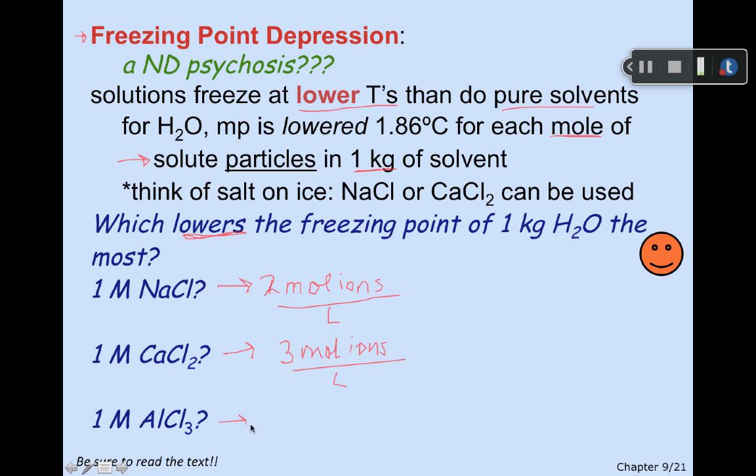Aluminum chloride, just like it was an example with the boiling point elevation, this will be 4 moles of ions per liter, and therefore this one has the most moles of solute particles per kilogram of solvent. The aluminum chloride is definitely going to lower the freezing point the most in this example.